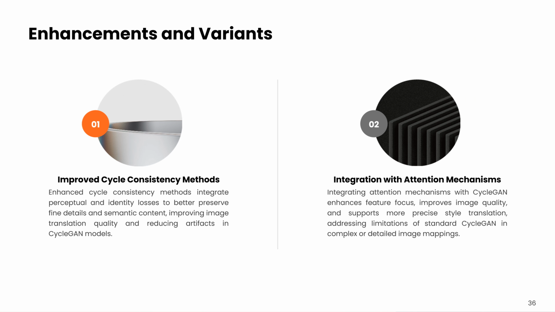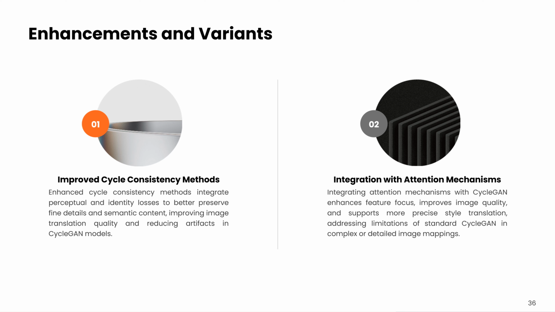Let me present how enhanced cycle-consistent methods push beyond the baseline by integrating perceptual and identity cues with attention, and how this combination improves both fidelity and style transfer in challenging settings. At the core, perceptual loss uses features from a pre-trained network to measure high-level similarity between a translated image and its target. Identity loss further constrains the mapping to preserve content when the input already belongs to the target domain.